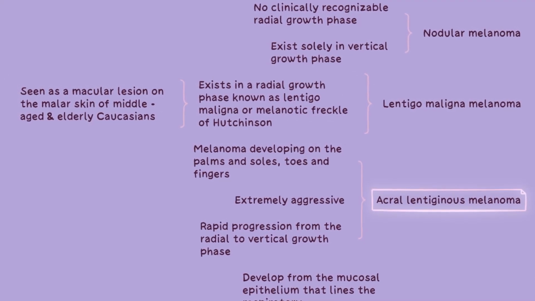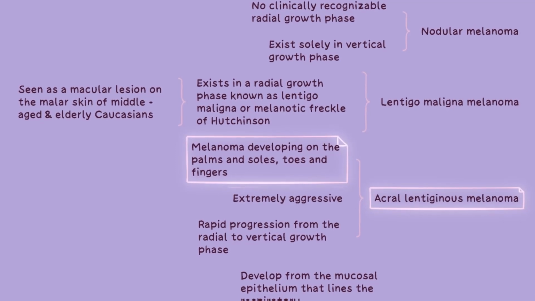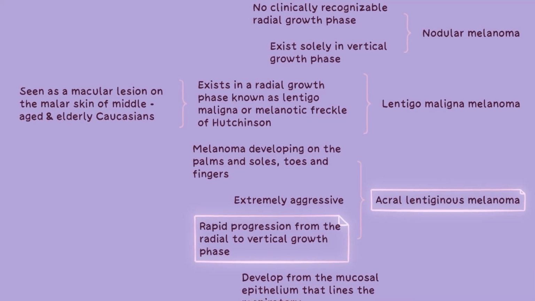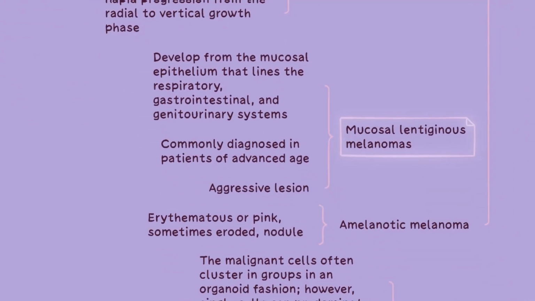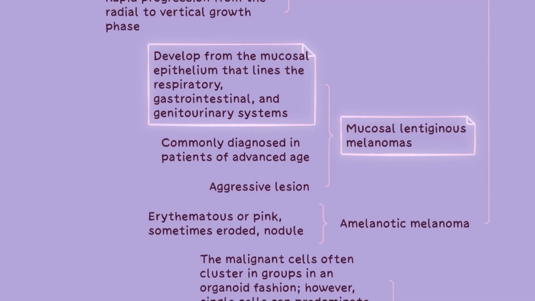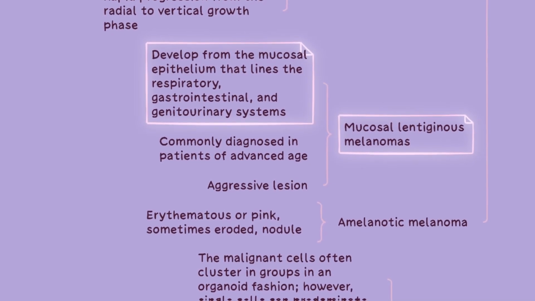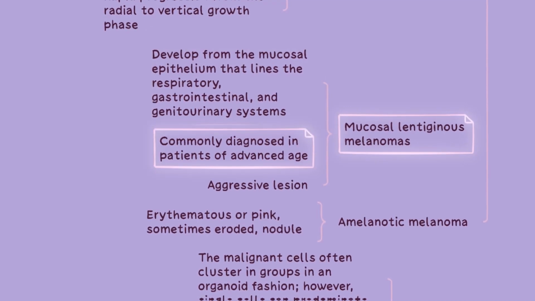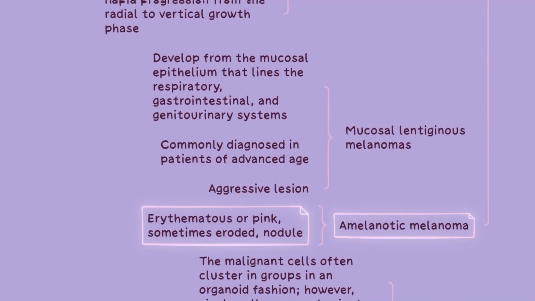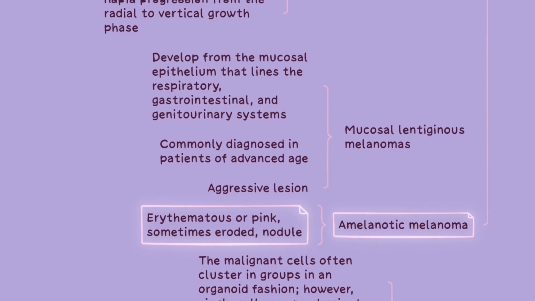Acral lentiginous melanoma develops on the palms, soles, toes, and fingers. It is highly aggressive and rapidly progresses from the radial to the vertical growth phase. Mucosal lentiginous melanomas are another type, which arise from the mucosal epithelium that lines the respiratory, gastrointestinal, and genitourinary systems. They are often diagnosed in advanced stage patients and can be aggressive. They may appear as erythematous or pink eroded nodules.